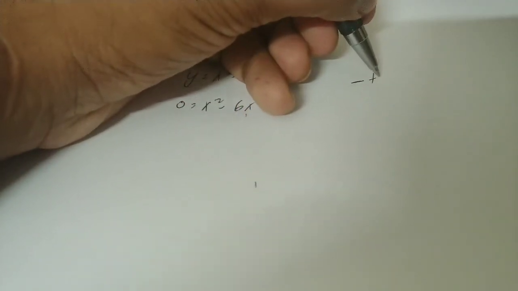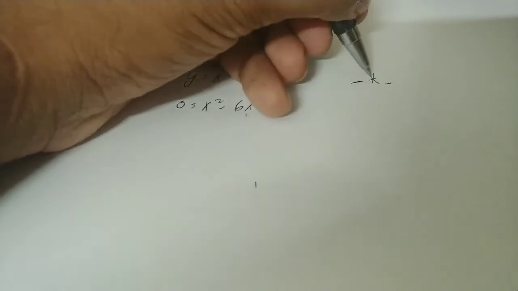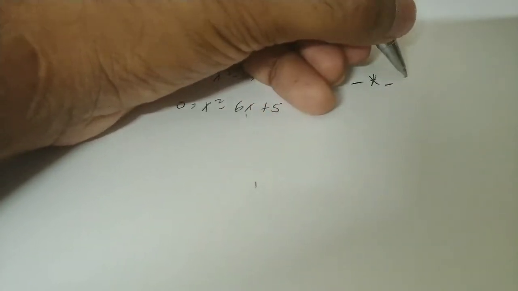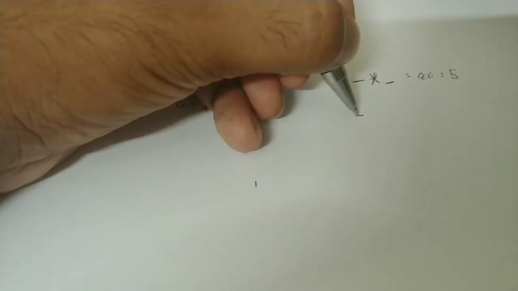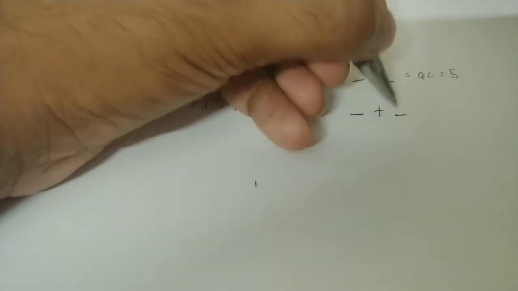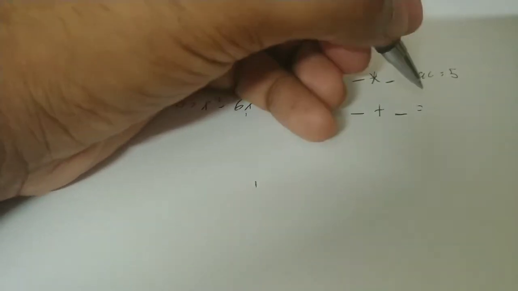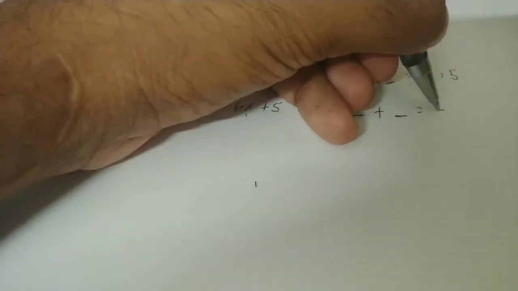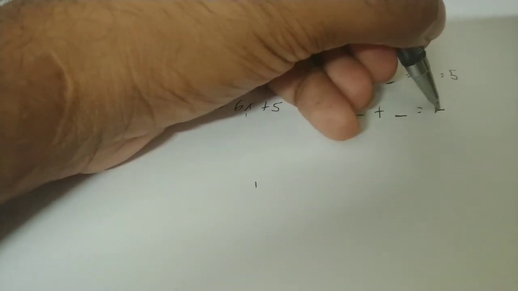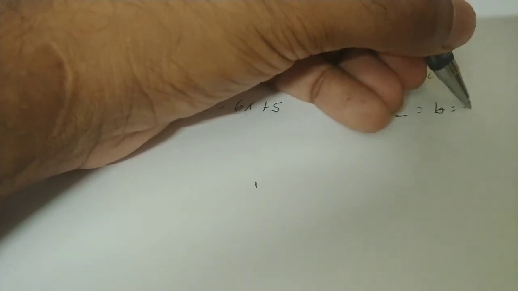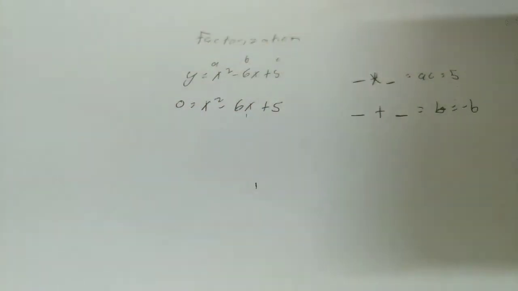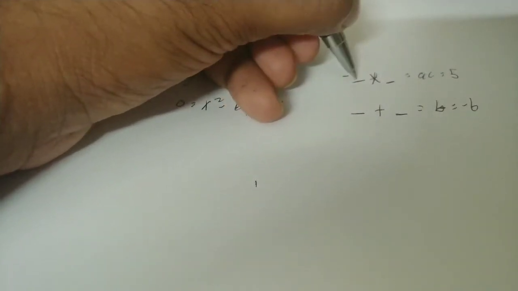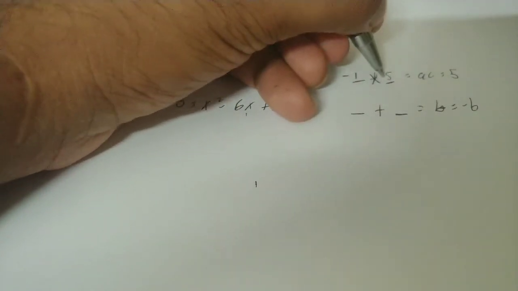So the next step is to find two factors which, when multiplied, give me the product of a and c. The product of a and c is 1 times 5, which would give me 5. And at the same time, I need these two factors, when added, to sum to give me b. In this case, my b term is equal to minus 6. So two factors which, when multiplied, give me 5 and, when added, give me minus 6 would be minus 1 and minus 5.